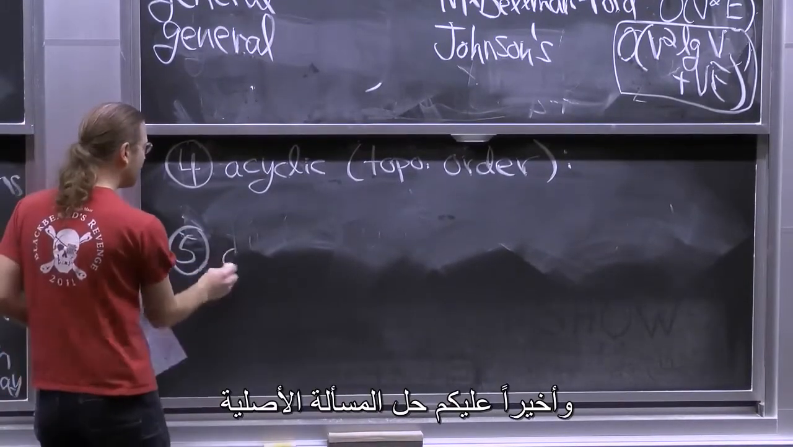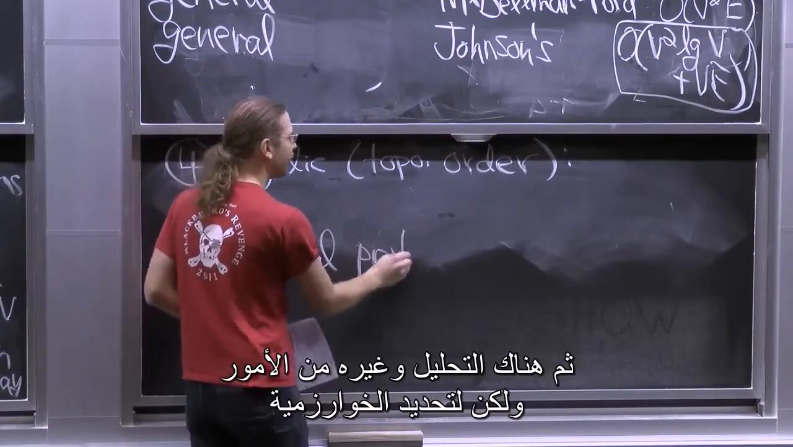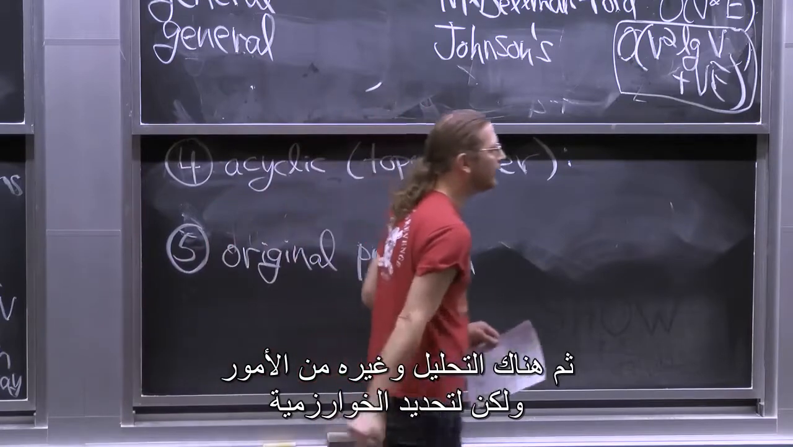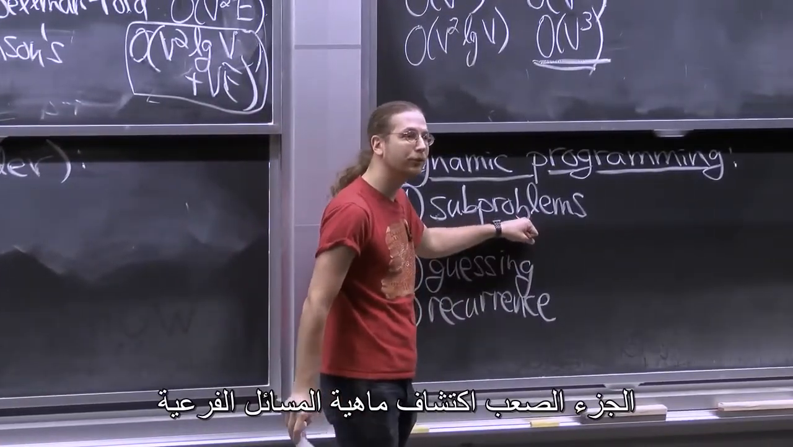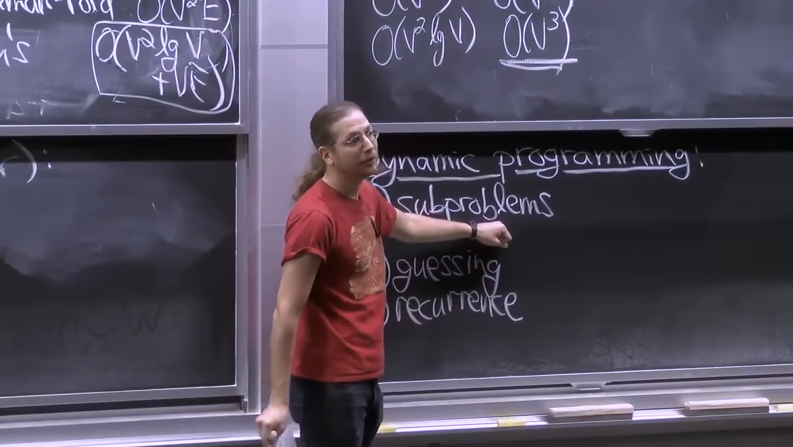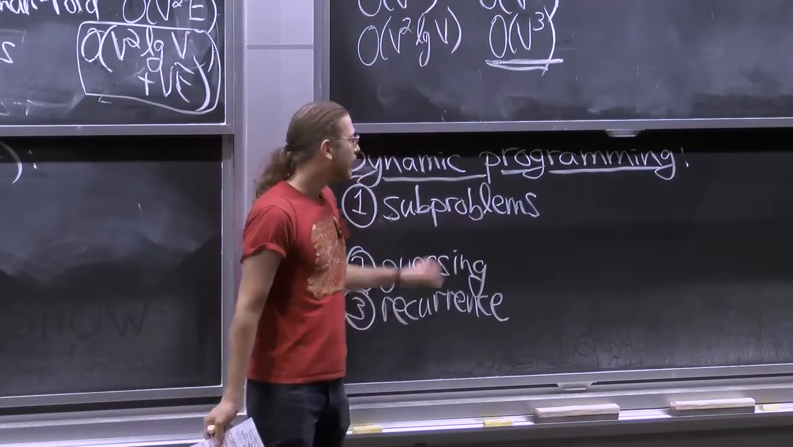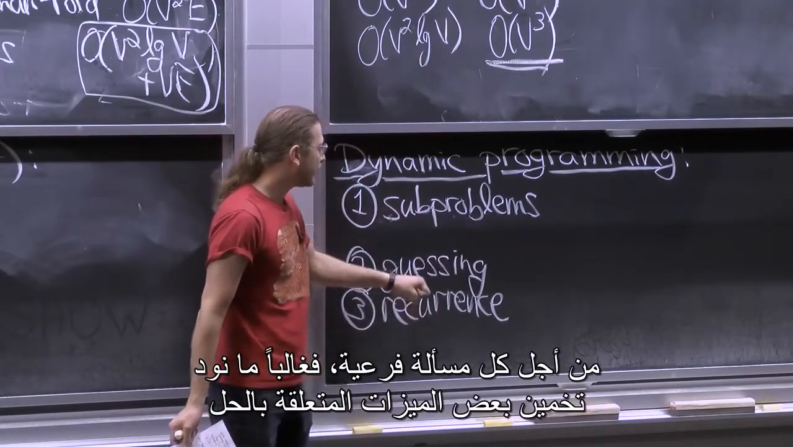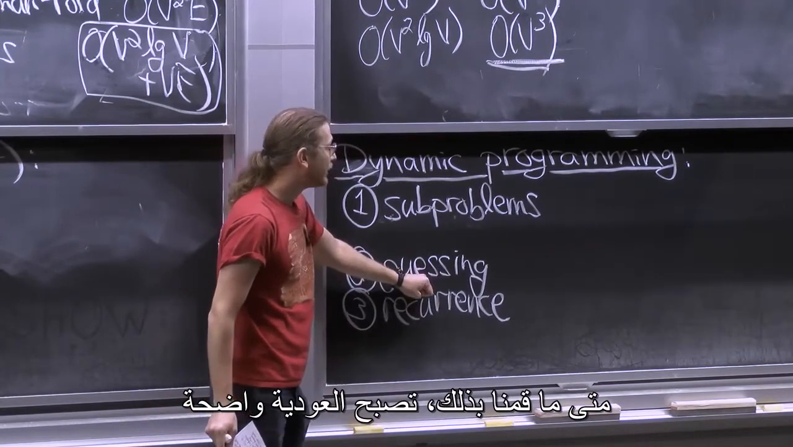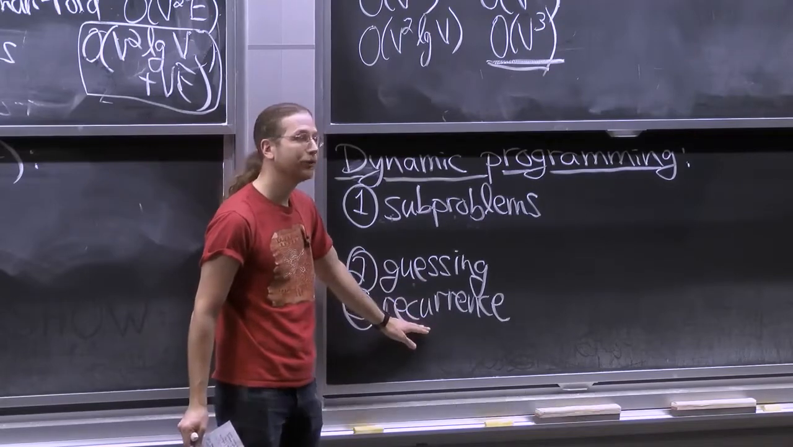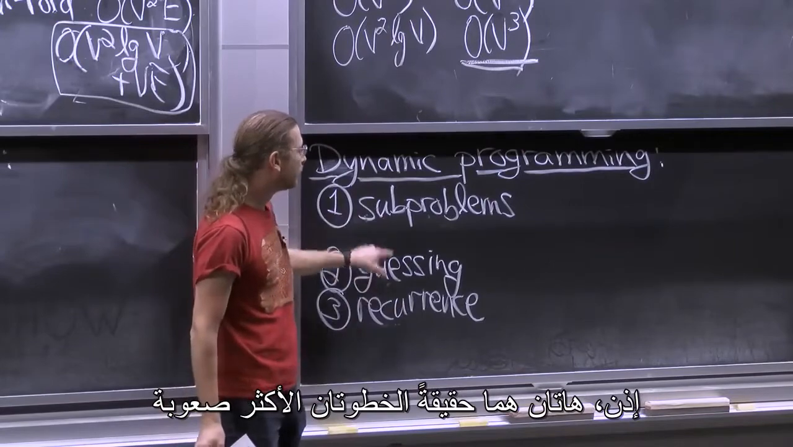And finally, you need to solve the original problem. Okay, then there's analysis and so on. But for specifying the algorithm, these are the key things you need to know. The hard part is figuring out what the subproblems should be so that your DP becomes fast. Running time is going to be number of subproblems times time per subproblem. For each subproblem, usually we're going to want to guess some feature of the solution to that problem. Once we do that, the recurrence becomes pretty trivial. Just for each guess, you say what it should be. So these are really the hard 2 steps.